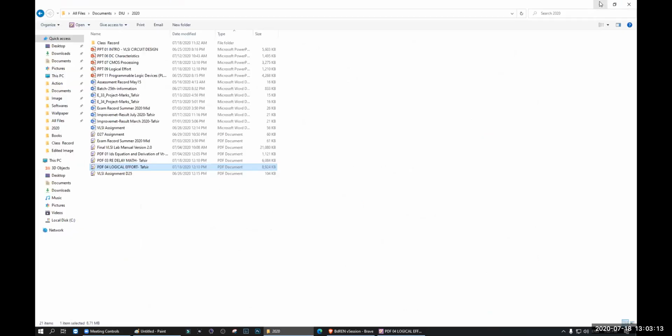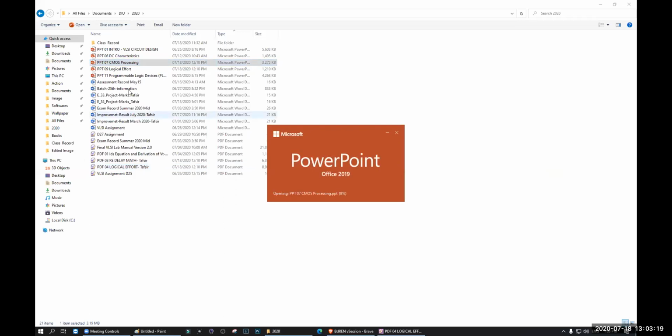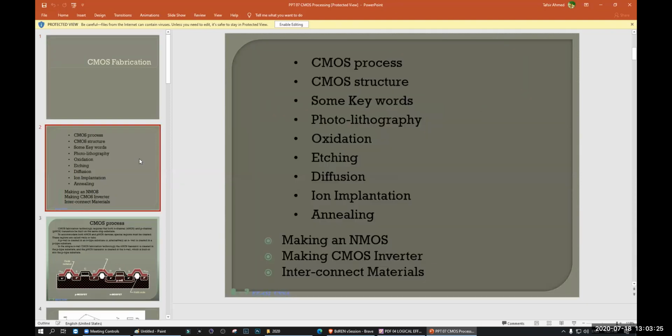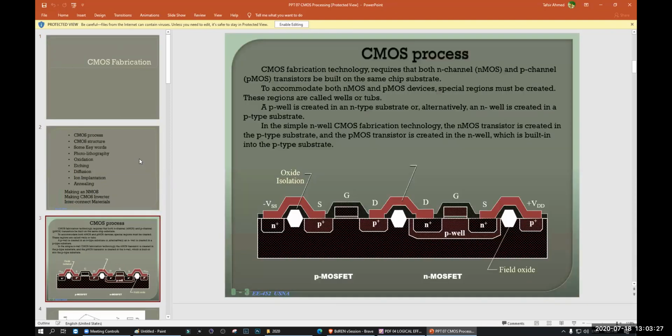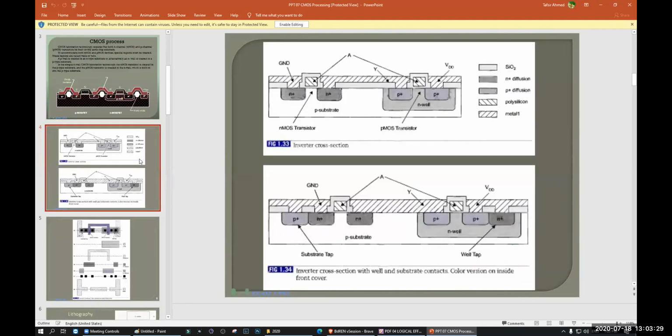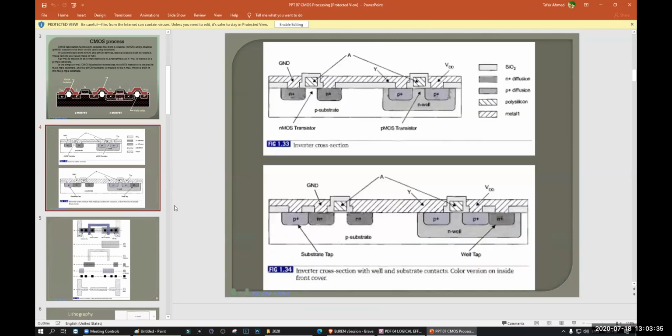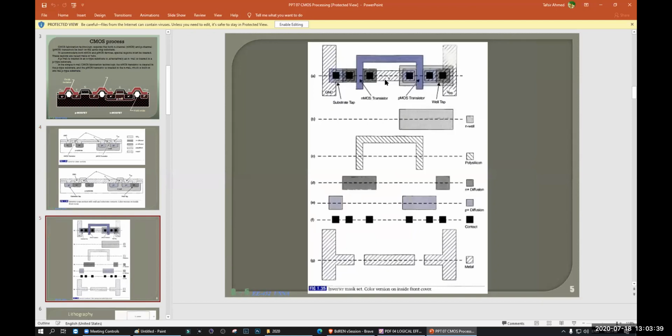Here is the CMOS processing, the PPT 0.07, that we will learn tomorrow. There is the CMOS fabrication. Here you have the CMOS process and CMOS structure. The thing I have already talked about in the lab class is here, and all the writings are there as well. These are the processes, but this is the mask layout. Remember, I told you the mask layout doesn't matter.